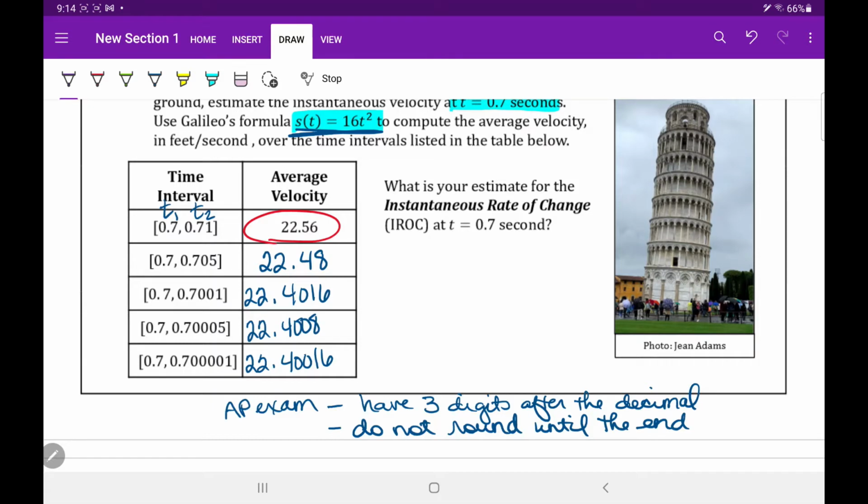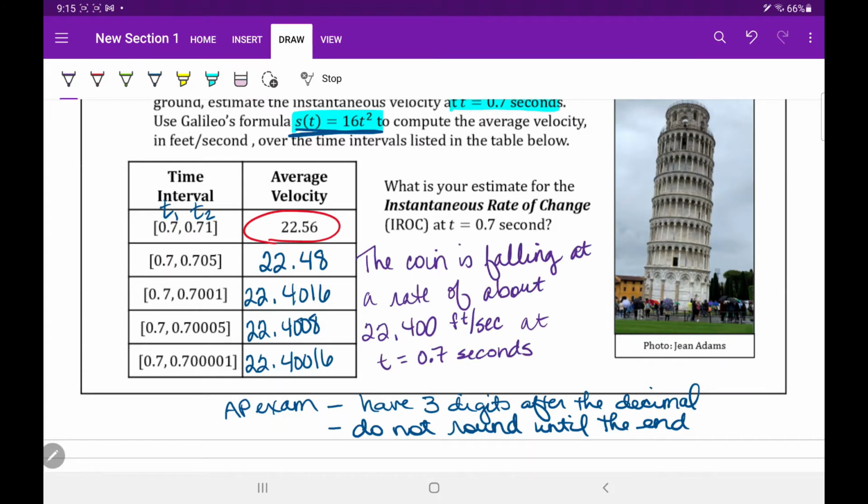So what I'm going to say is that the coin, let me just autofill it so that you guys don't have to wait for me to write it out. Okay, the coin is falling at a rate of about 22.400 feet per second at t equals 0.7 seconds. We say about because remember the question is, what is your estimate? We're just seeing how close we can get, and they added a whole bunch of zeros to get really close. Okay, so this is our estimate.